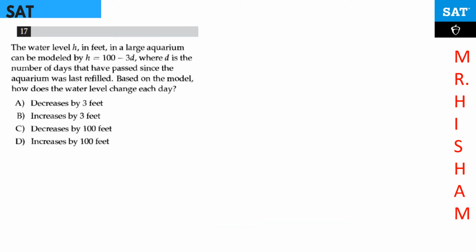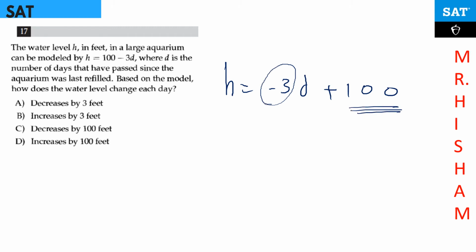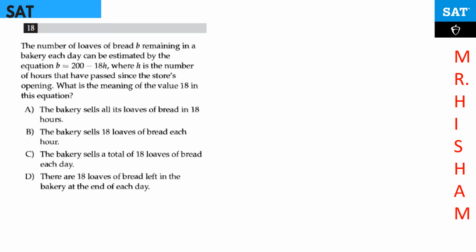H is equal to 100 minus 3D. I can write it as negative 3D plus 100. So here is the slope, which is the rate, and here is the starting or the initial value. Since it's negative, it's decreasing by 3 feet every day. It's not increasing. And 100 is the total amount of water inside the aquarium, because B is the total value and H is the number of hours that have passed since the store opening.